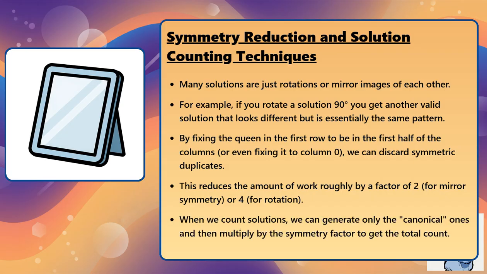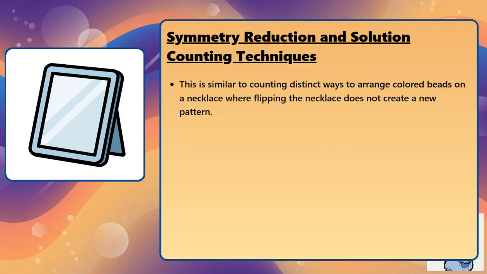When we count solutions, we can generate only the canonical ones, and then multiply by the symmetry factor to get the total count. This is similar to counting distinct ways to arrange colored beads on a necklace, where flipping the necklace does not create a new pattern.